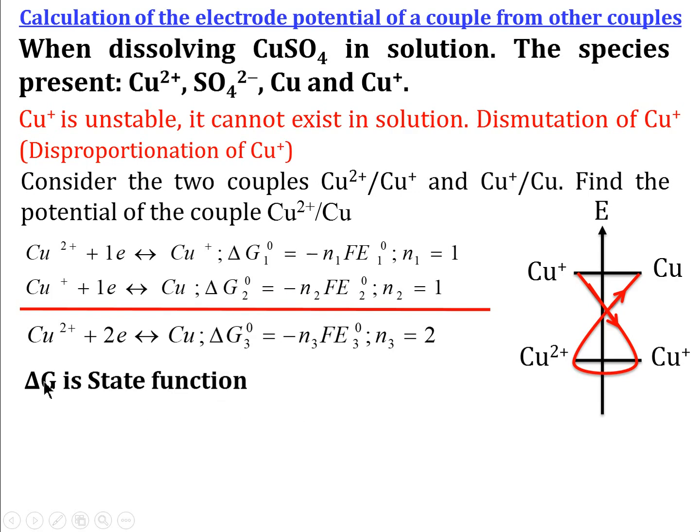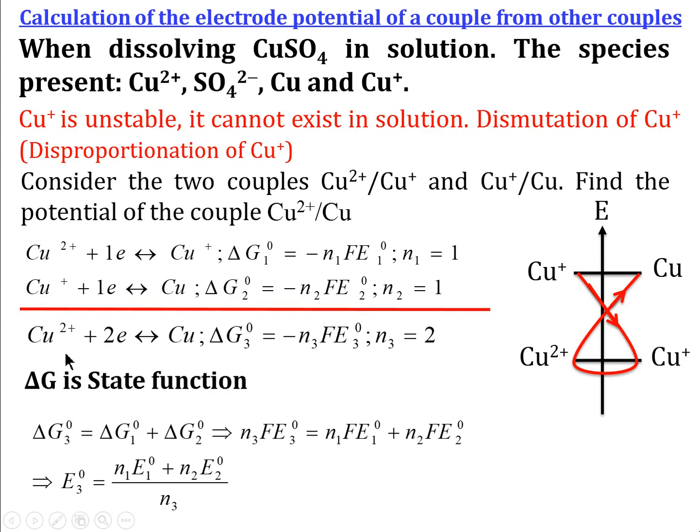In thermodynamics, we know that ΔG is a state function, so ΔG of the global reaction is equal to the sum or the combination of ΔG of other reactions. So reaction 3 is the global reaction of reactions 1 and 2. So ΔG03 equals ΔG01 plus ΔG02. Therefore, N3 F E03 equals N1 F E01 plus N2 F E02. Therefore, E03 equals (N1 E01 plus N2 E02) divided by N3. Note that this relation can be applied directly without doing this proof.